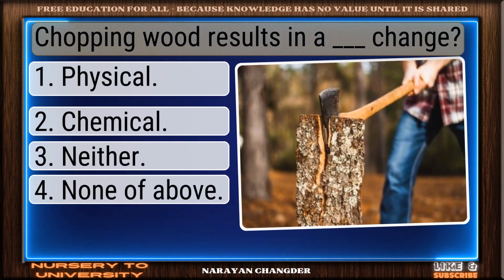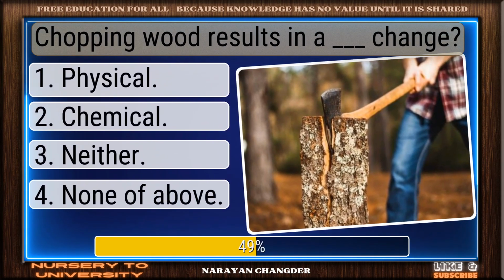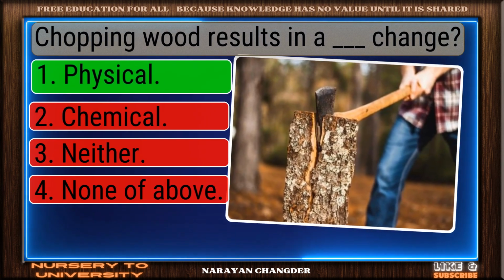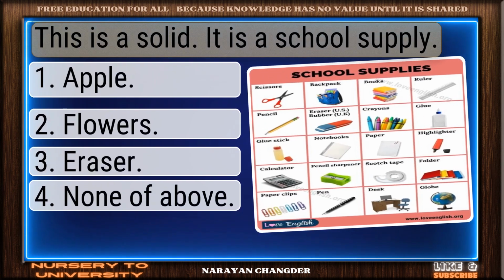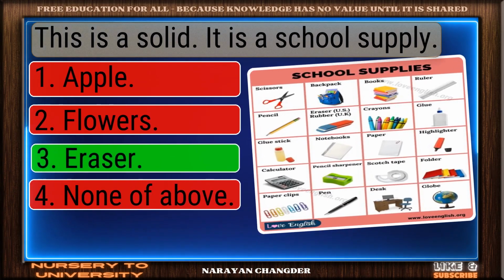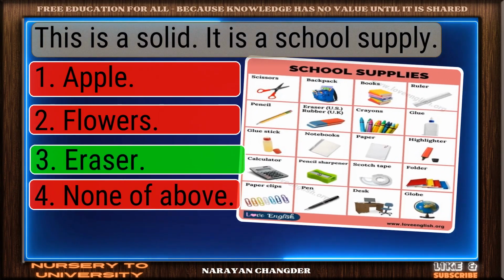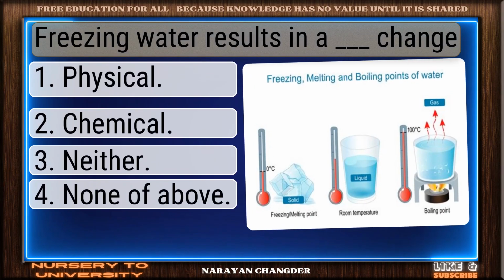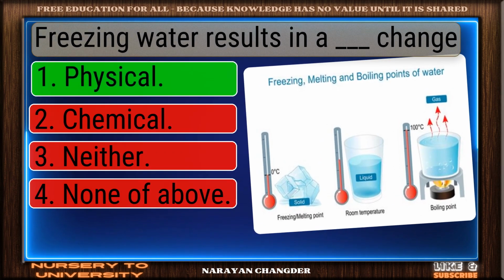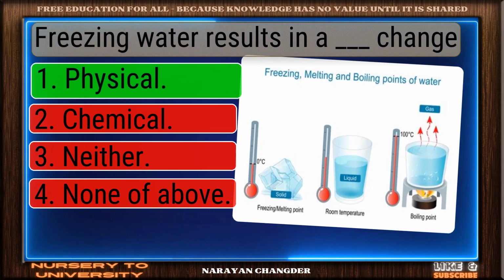Chopping wood results in a dash change. Great thinking. Physical is the right choice. This is a solid. It is a school supply. Good thinking. Eraser is the right answer. Freezing water results in a dash change. You're right. Physical is the correct answer.